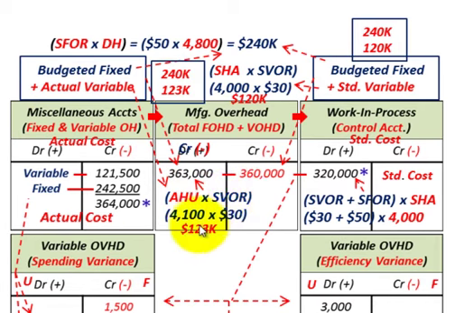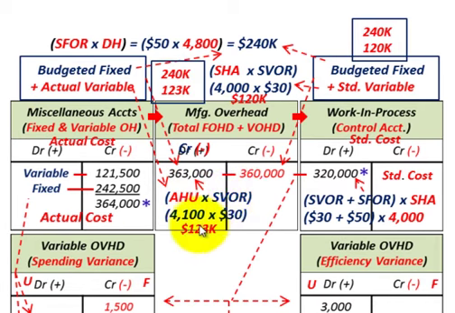Now, we're going to have to compare this $320,000 standard cost to our actual cost here of $364,000, and we'll determine our variances here based on the differences. The difference here, the $364,000 versus the $320,000 in our standard cost, determines our variances.